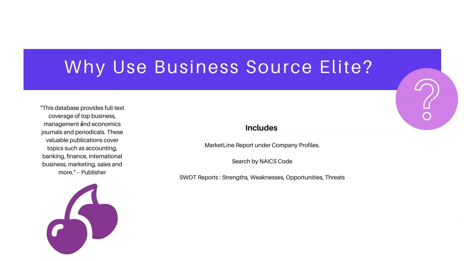If you do a search under company profiles, I am going to show you how to do that. You can search by the NAICS code. I don't know how you say it. That's how I say it. But it's really an awesome thing. Once you determine what a company or industry area's NAICS code is, you can search by that through all of these periodicals and journals on accounting, banking, finance, international business, marketing, sales, and more.